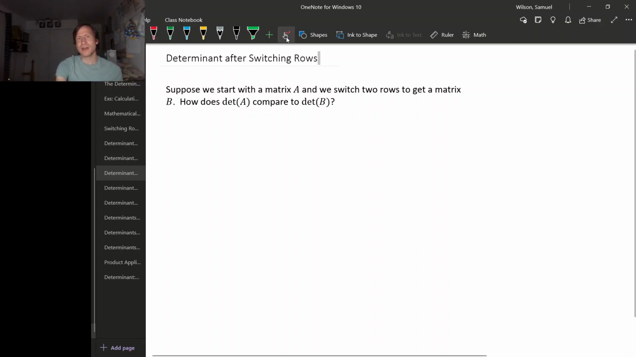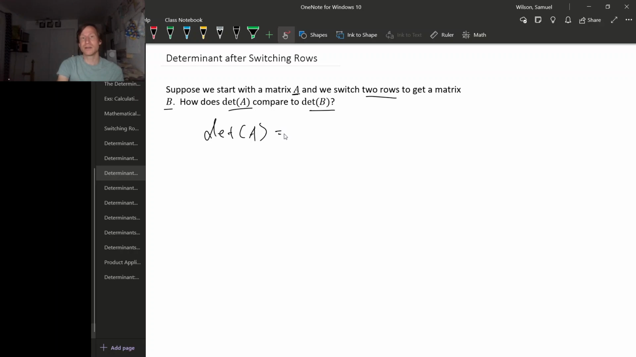So what we just figured out is that if we start with a matrix A and we switch two of its rows to get a matrix B, we figured out what that does to the determinants. What we found is that switching any two rows switches the sign of the determinant. So it puts an extra minus sign in front of the determinant. Well, switching two rows was an elementary row operation. What we should do is figure out what the other elementary row operations do to the determinant.